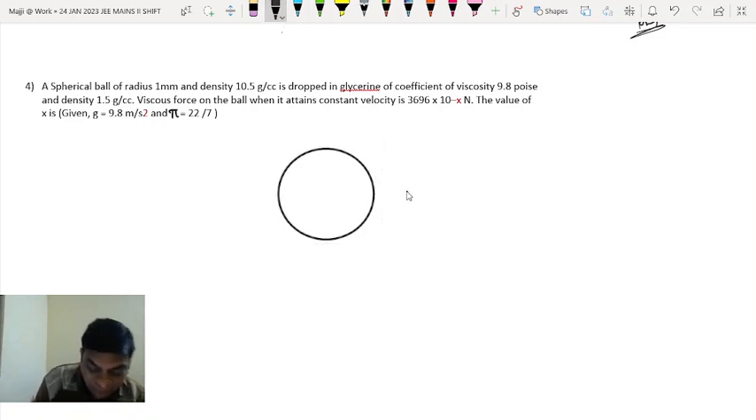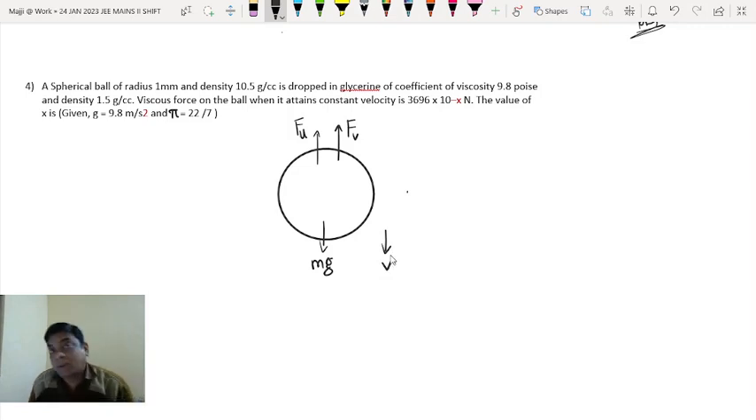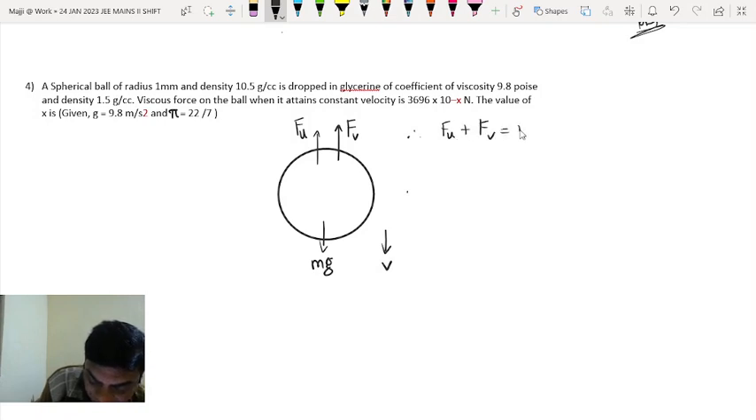Now if you draw the free body diagram, you have weight acting vertically down, force of upthrust acting vertically up, and the viscous force acting up because it is coming down. Viscous force is always opposite to the direction of velocity. So velocity being in the downward direction, viscous force will be up. Now if we balance the forces, because when terminal velocity is attained, total forces will balance each other. In that case, the viscous force is nothing but weight minus force of upthrust.